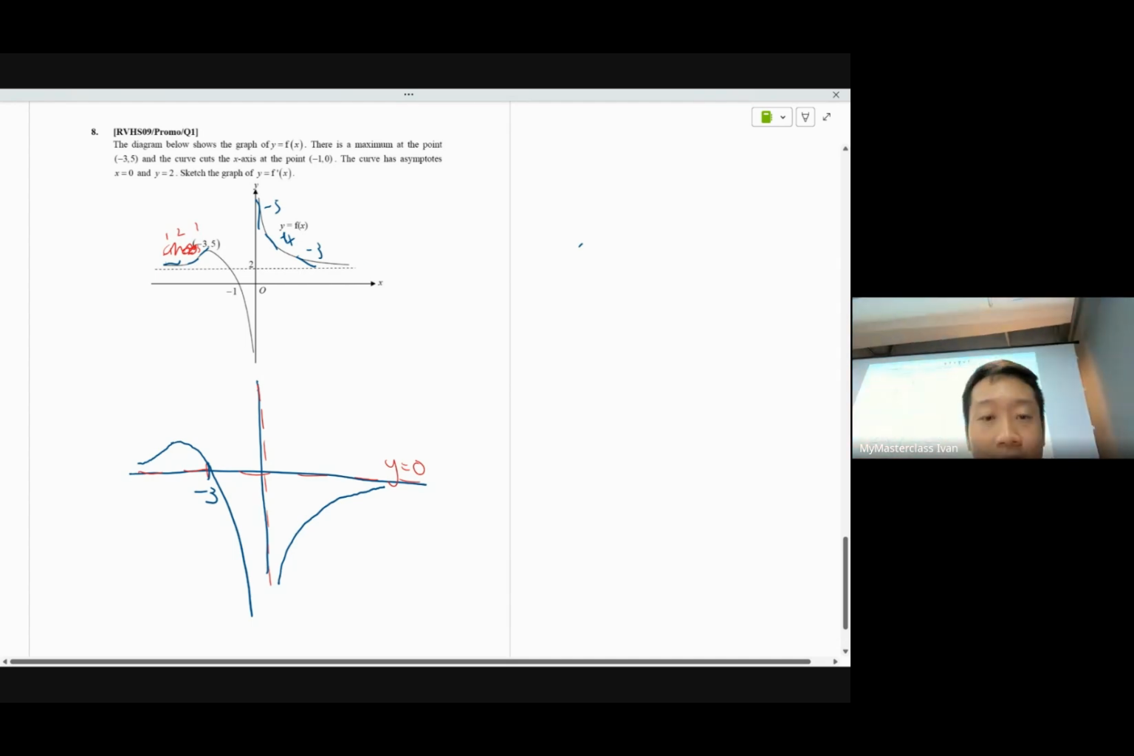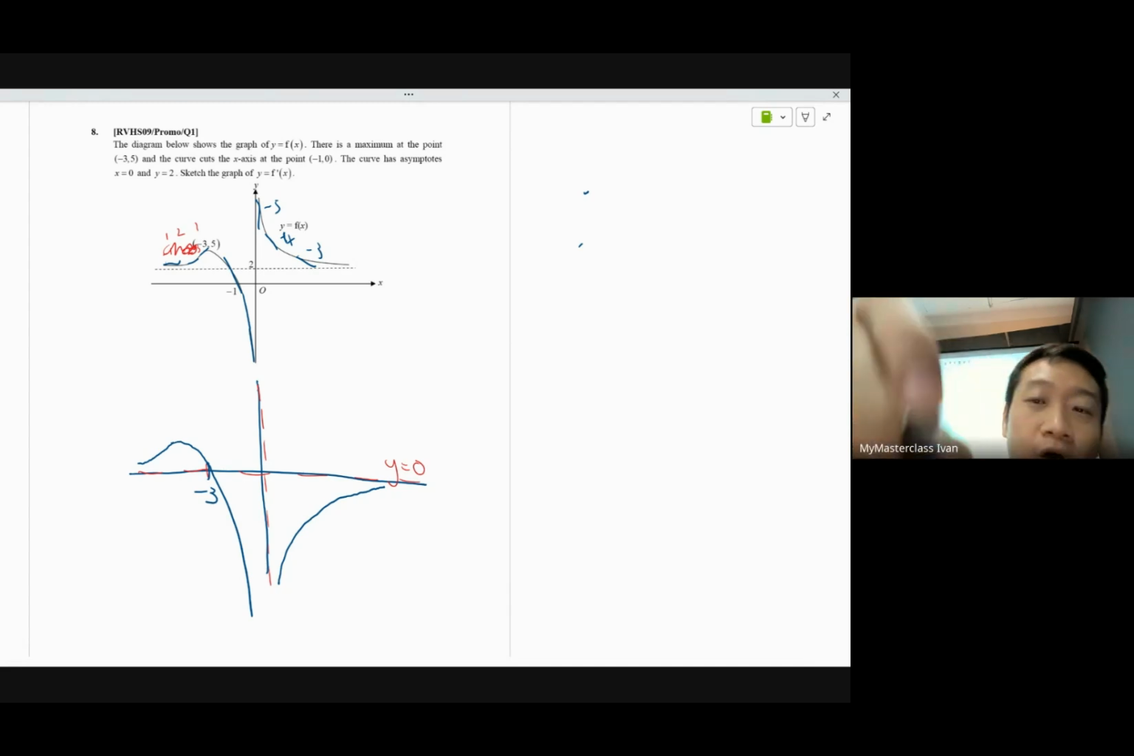But then after the 1, isn't it still positive? Think of the tangent. This one is going downwards. Just think of the tangent. Don't care what the value of the graph is. Think of the tangent. Okay?